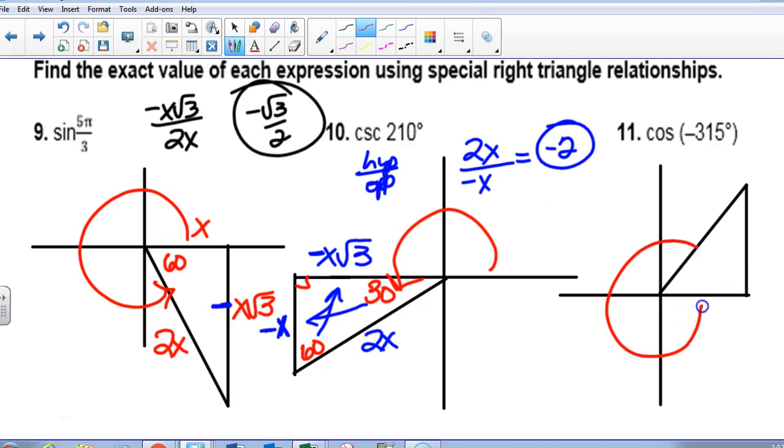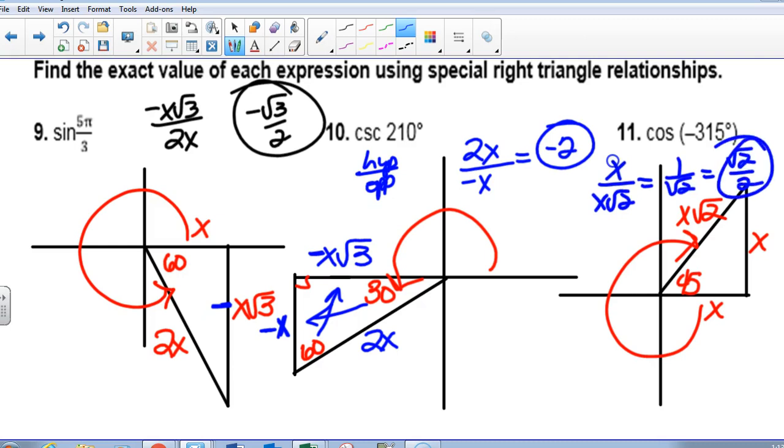Reference angle for negative 315. Anybody? 45. So where's the square root of 3 go? Okay, x, and x square roots of 2. So cosine is adjacent over hypotenuse, or x over x square root of 2, which would be 1 over the square root of 2, or square root of 2 over 2. Most of us are really good at those 45s, right? Everything square root of 2 over 2, cosine and sine. Okay.